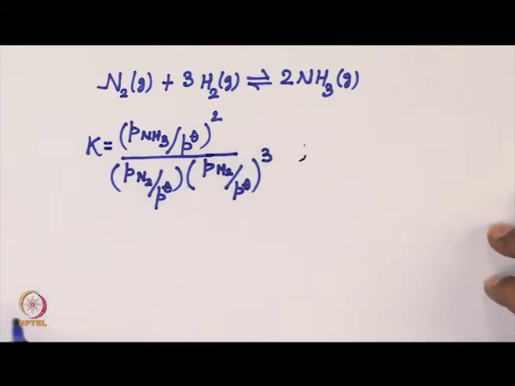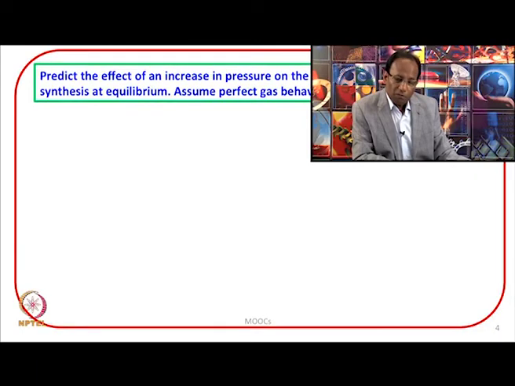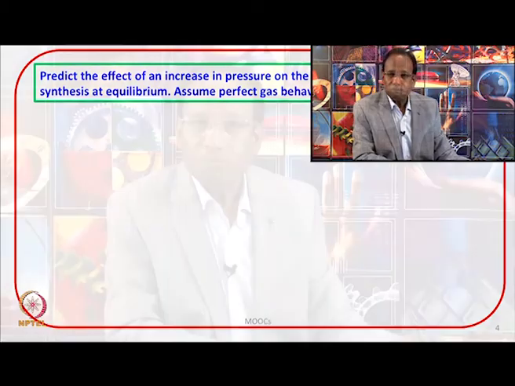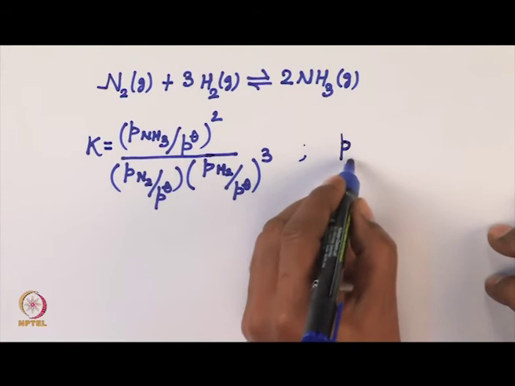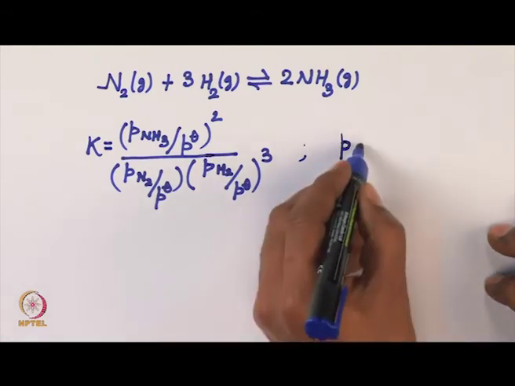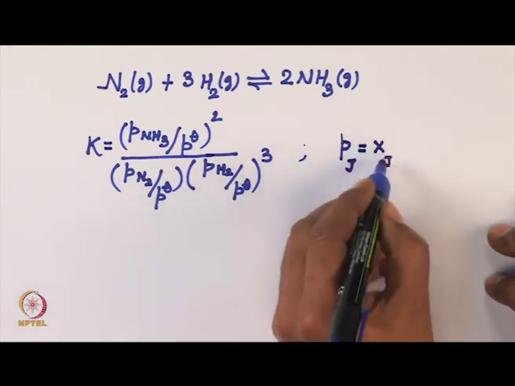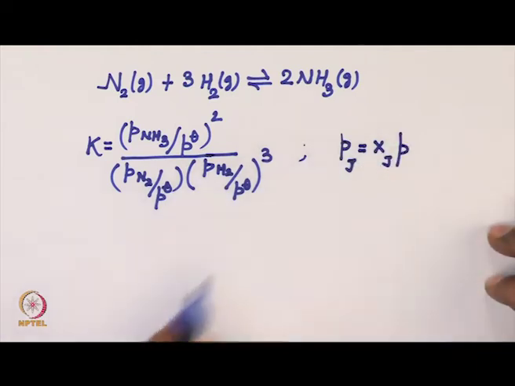And since we have been asked to find out the effect of increase in pressure, the total pressure, let us see which equation we can use which connects the partial pressure with the total pressure. And from elementary chemistry, we remember that Dalton's law of partial pressure can be used. That means partial pressure of any substance J will be equal to the mole fraction of J into the total pressure. That is from Dalton's law of partial pressure.